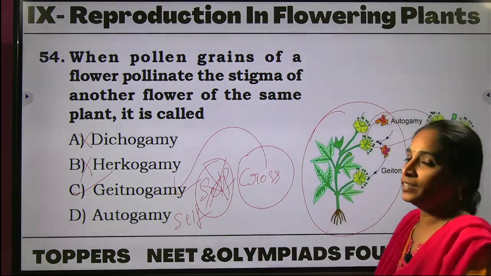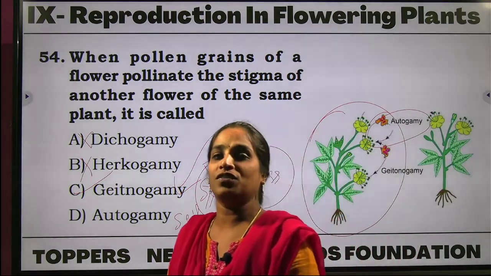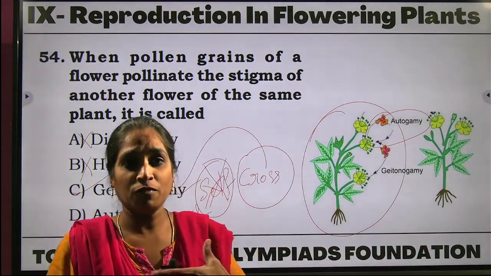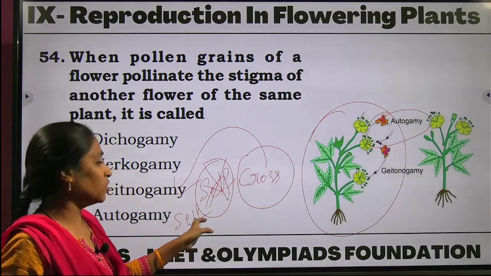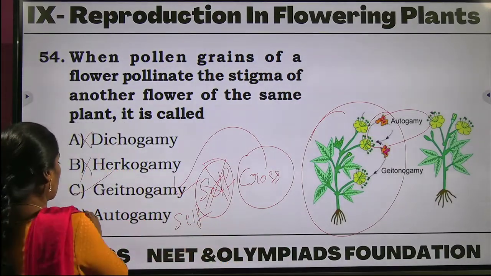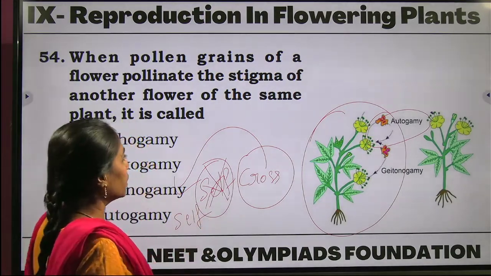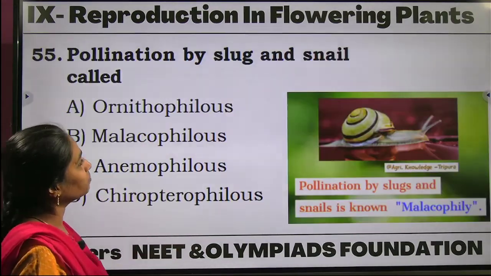Autogamy is the transfer of the pollen grain from the anther to the stigma of the same flower, nothing but self-pollination. So this is the wrong option. Geitonogamy is the correct option. Coming to the next question, dears.